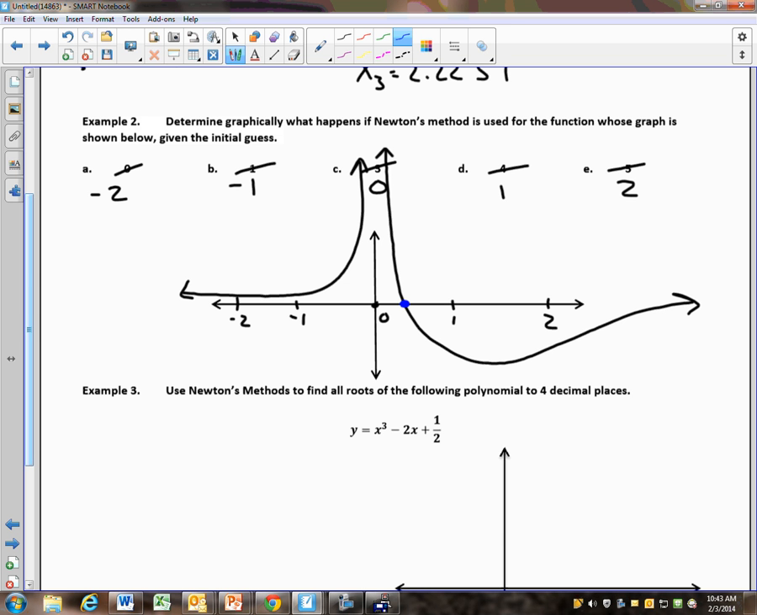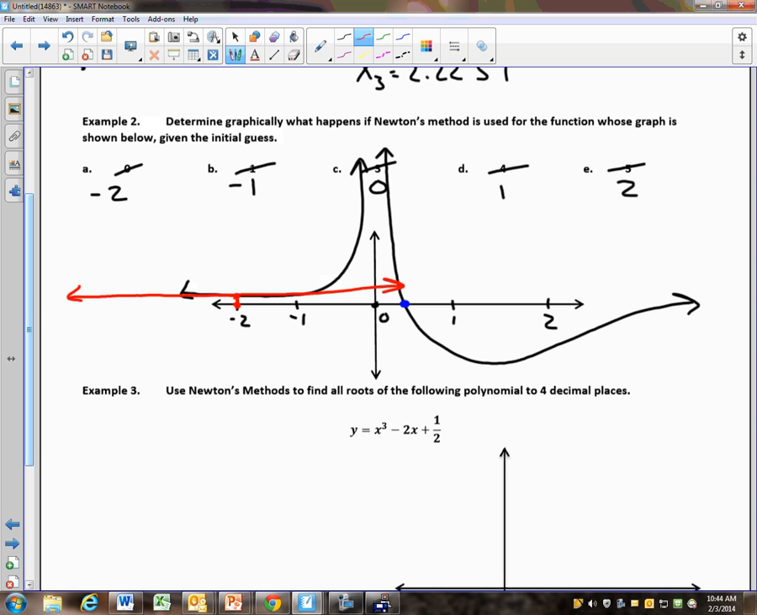Yep. So just think, okay? Let's suppose that somebody guessed -2. Your question is, would they ever come up with the blue dot? Watch what happens. If you go ahead and do Newton's method, you would guess -2 to start off with, okay? You would then evaluate it, and then you would draw a tangent line, and after that you would find what?